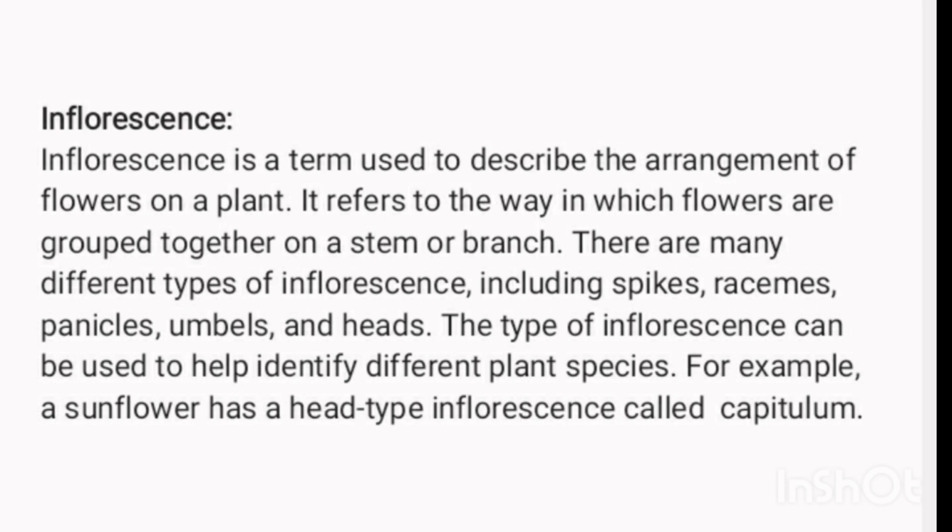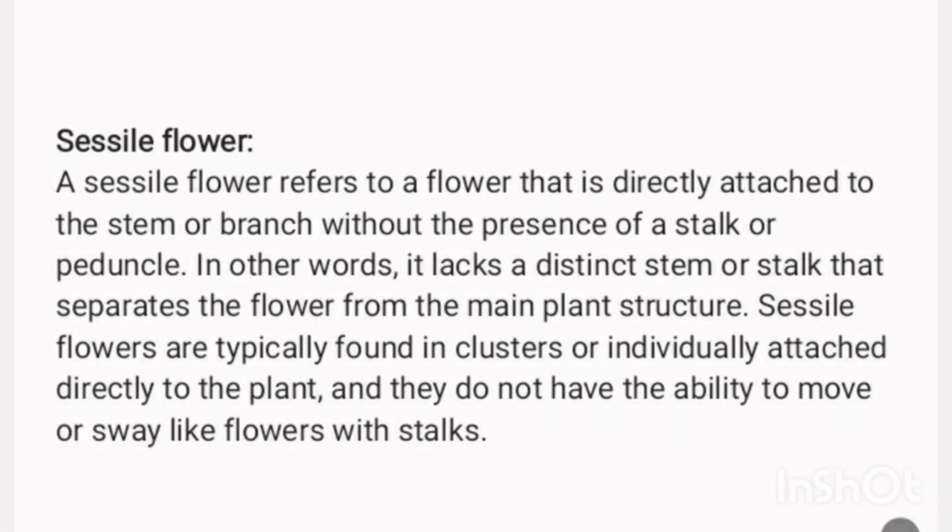Inflorescence. Inflorescence is a term used to describe the arrangement of flowers on a plant. It refers to the way in which flowers are grouped together on a stem or branch. There are many different types of inflorescence, including spikes, racemes, panicles, umbels, and heads. The type of inflorescence can be used to help identify different plant species. For example, a sunflower has a head-type inflorescence called capitulum.